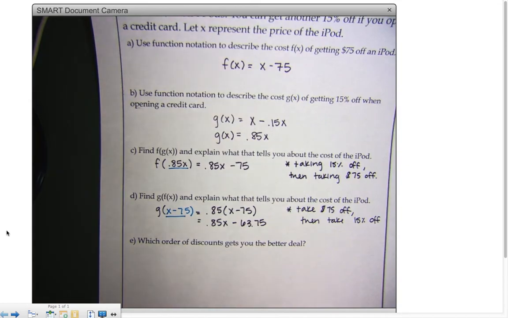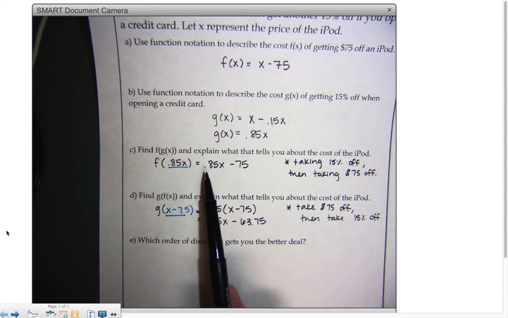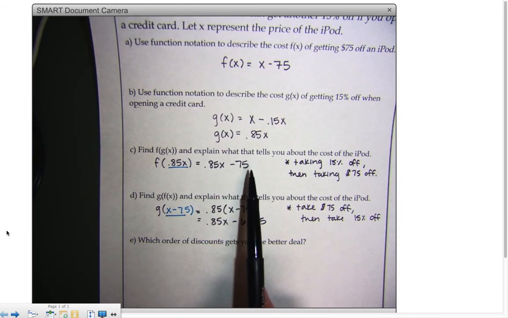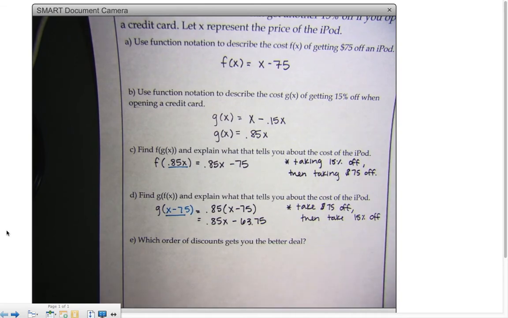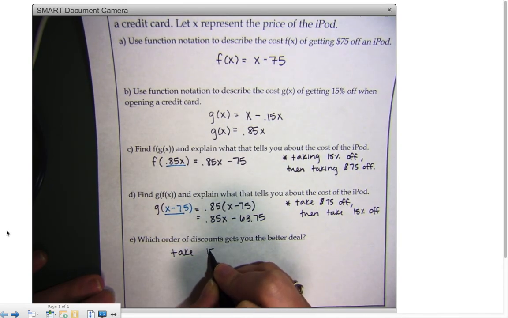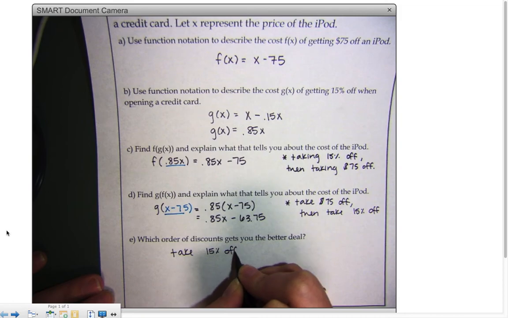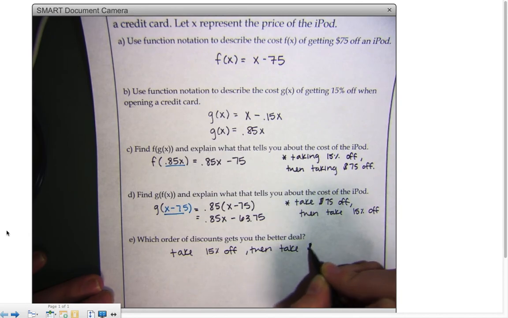So in a real life situation, I want you to think about which order of the discounts gets you a better deal. If you really were buying an iPod, would you want them to take 15% off the full price, then take off $75? Or would you want them to take off $75 and then take 15% off? You want them to take the percent off the bigger number, then subtract $75. So it's a better deal if you take 15% off, then take $75 off.